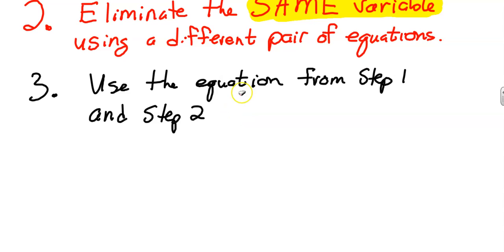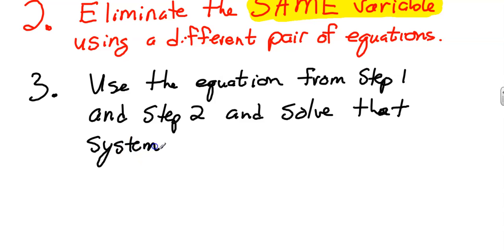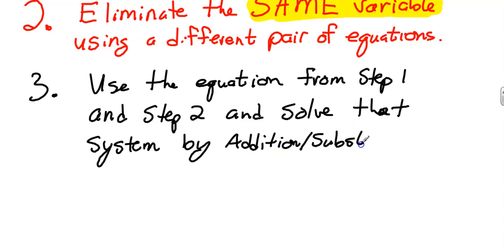So we're going to take the equation from step 1 and the equation from step 2, and solve that system by either addition or substitution. And again, it doesn't matter which one you pick here. Most people are going to stick with addition just because most people like it better than substitution, because there's less rearranging and reordering and stuff that you have. Okay, so step 3 basically is the same thing we did from section 7.1.